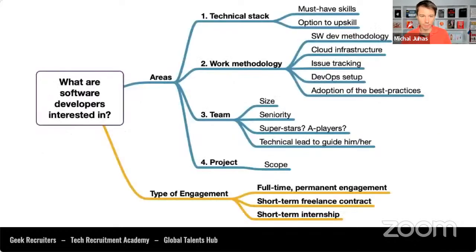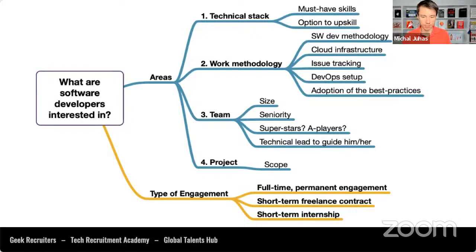So I created this mind map, which indicates what those IT professionals, especially software developers, are really interested in. At first, they are interested in the overall technical stack. What are the two or three must-have skills? What is the work methodology? What is the level of adoption of the best practices? What describes the team? How senior are team members? Are there any superstars, any A players? What is the project about? What's the scope? Is it a short-term or long-term project? What's the type of the engagement, full-time, permanent?